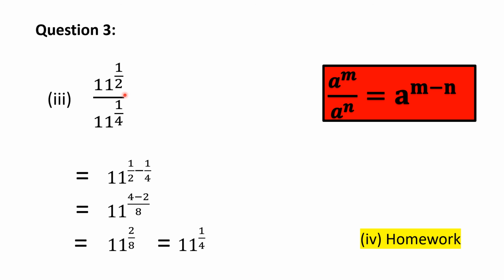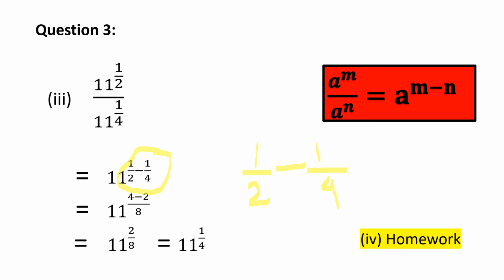Comparing, you can see that a is 11, m is 1 by 2 and n is 1 by 4. So you substitute 11 raised to m minus n. So 1 by 2 minus 1 by 4. Again, this is in your lower classes. You have to learn how to solve this. So 1 by 2 minus 1 by 4.